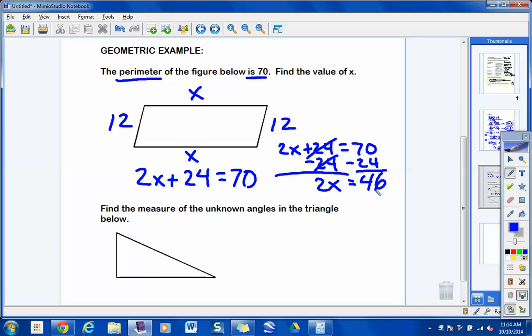And that equals 46. So what are you going to do with the 46 now? Divide everything by what? 2. The operation I'm looking for is to divide by 2. That is 23. X equals 23, and your x value would be 23 when you solve this. Okay, how do you feel about that? Good.